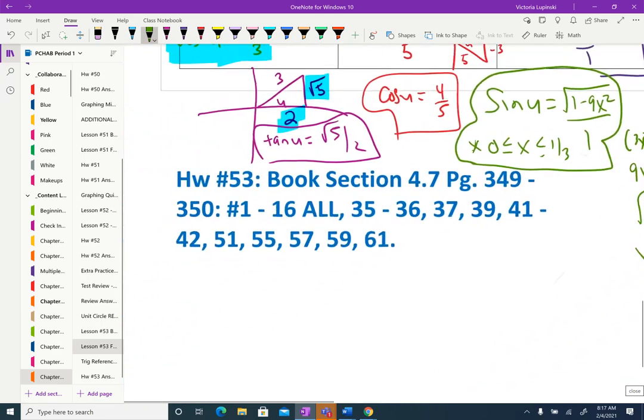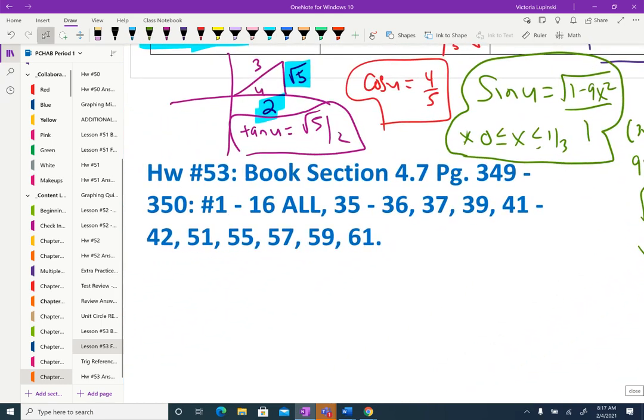So here is homework number 53. If you want to go ahead and write it down, it's a book homework. For this first section here, these are just all the types of problems asking you for arc sines and arc cosines. You just have to make sure that you are using the correct domain. And then everything else you're going to do one at a time.